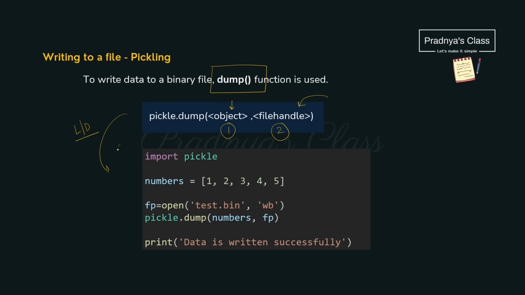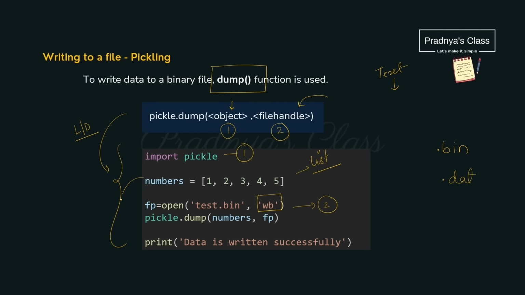Look at one simple example. Here we are trying to write a simple list of numbers. The first step is to import the pickle module. The second step is to create a binary file. For a binary file we can use the extension .bin or .dat. Look at the mode, we are using WB. In a text file we need not use any module because the functions related to text files are built-in functions.